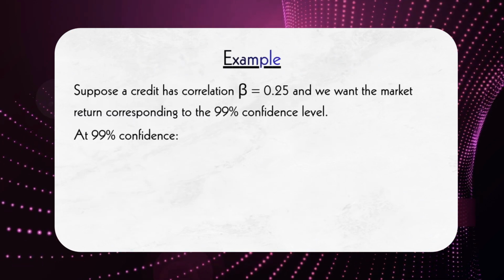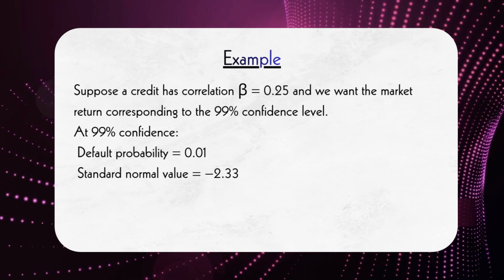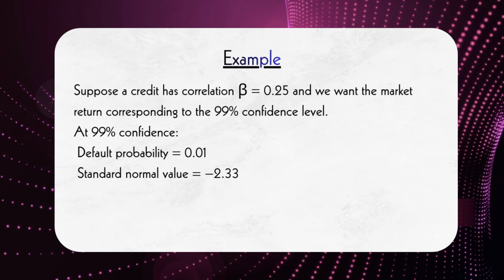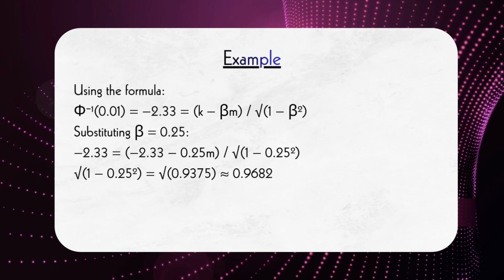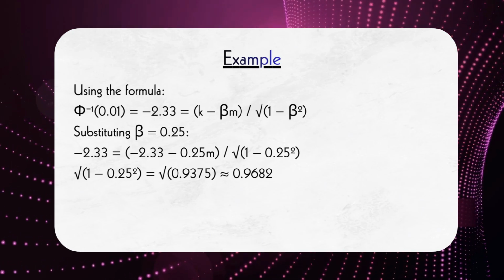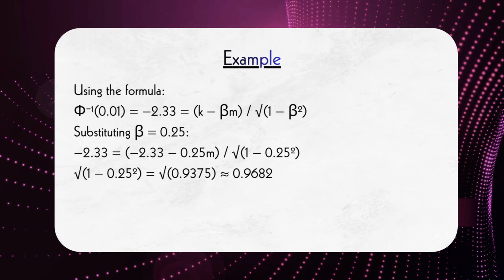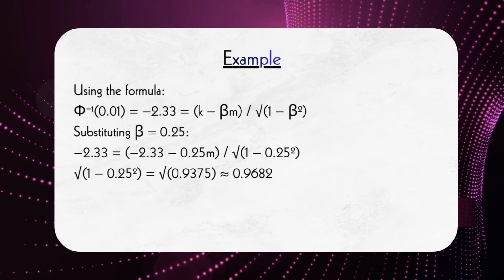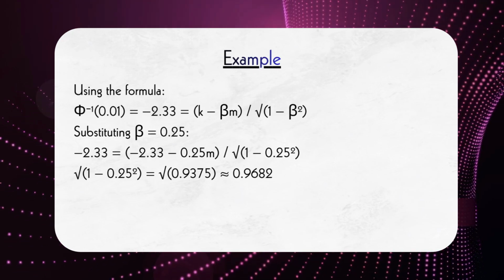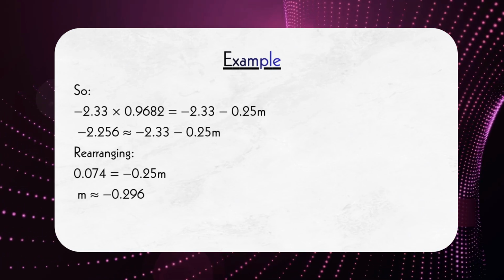Now let's look at an example. Suppose the correlation beta is 0.25, and we want to find the market return corresponding to a 1% default probability. We start with −2.33 = (k − 0.25M) / √(1 − 0.25²). Solving step by step, √(1 − 0.25²) becomes approximately 0.9682. So the market return M is approximately −0.296.